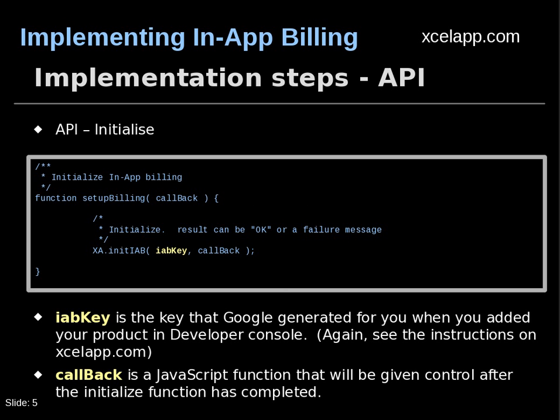First, initializing in-app billing. Here we have a function, setupBilling, and there's a callback that comes into this particular function just to make it flexible. And the API you use is initIAB, and we give it your key. That is the key that you've obtained from the Google Play Store. And you give it a callback, where to go after the initialize call has been completed. The callback is a JavaScript function that will be given control after the initialize function has completed.